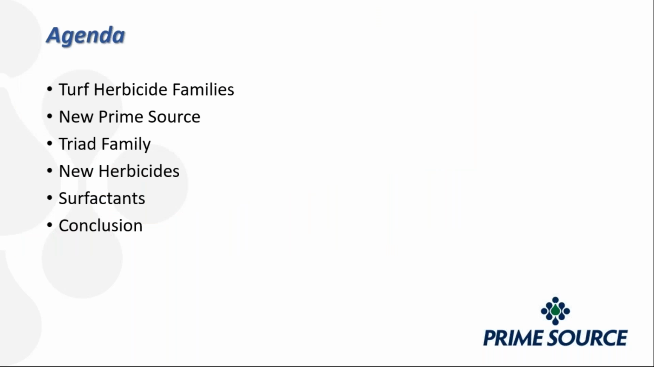about this year. So the agenda for the presentation today is we're going to talk a little bit about turf herbicide families. I want to talk to you about the new PrimeSource. I want to go over our Triad family of herbicides, which is our flagship products. We're going to talk to you about a few things we just got registration for, talk about surfactants, when and when not to use it, and then we'll go through conclusions and get to some questions.